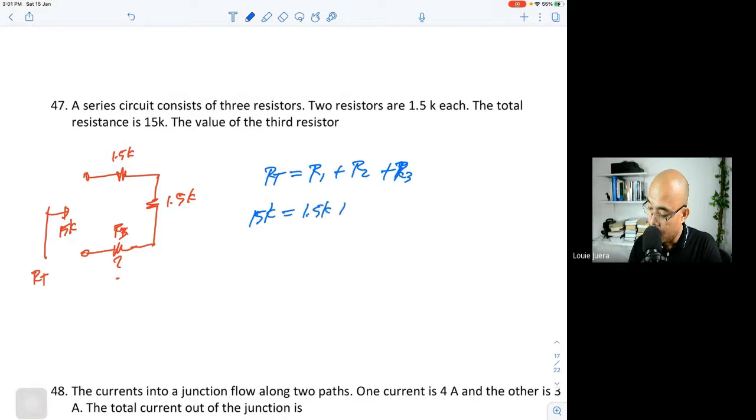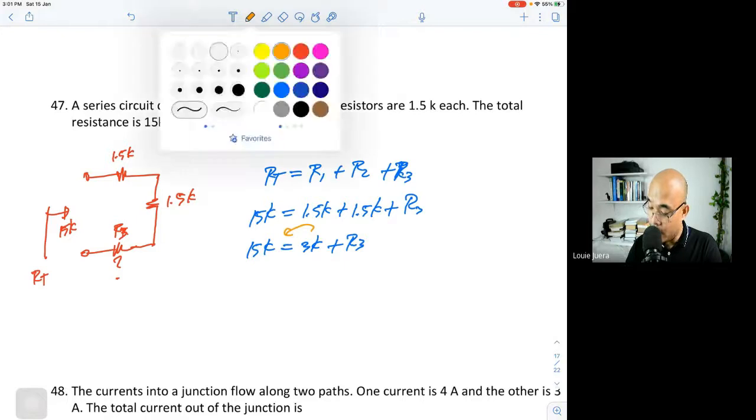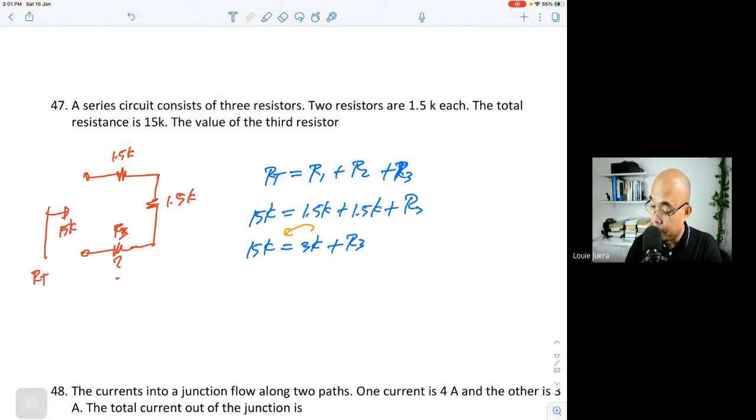the R1 is 1.5K, this one is 1.5K, and the R3 is unknown. Simplifying, this is 15K equals 3K plus R3. Transpose this one to the other side. So we have 15K minus 3K is equal to R3. So 15 minus 3, that is equal to 12K, is equal to R3.